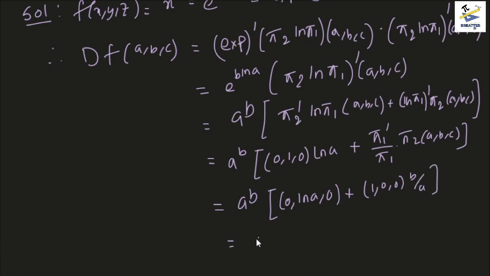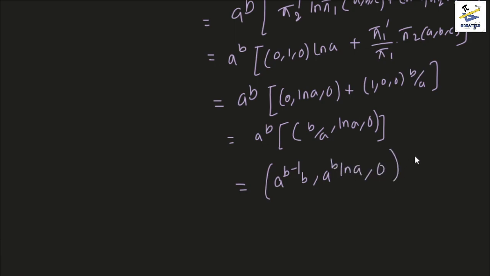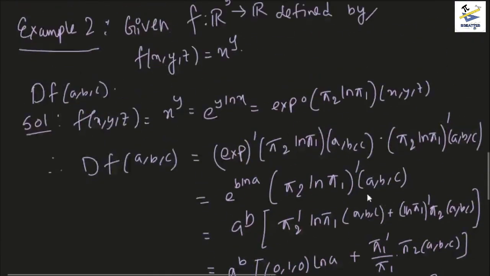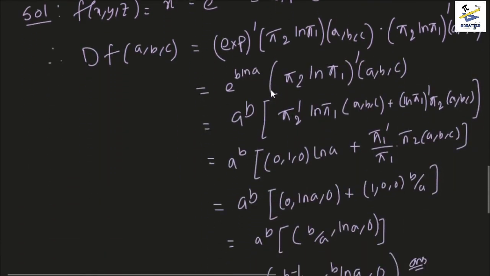So it becomes a to the power b, and in brackets it becomes (b by a, ln a, 0), and thus multiplying the constant a to the power b inside the vector, we get the ultimate derivative as (a to the power b minus 1 into b, a to the power b into ln a, 0), which is the answer. And you can check it's basically a 1 cross 3 matrix, which should be the answer because the function was from R to the power 3 to R to the power 1, right? And it makes sense.